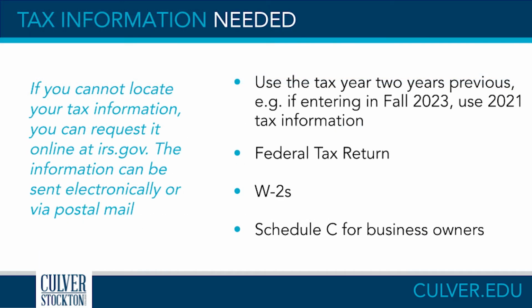Second, gather your official tax information. You will need your federal tax returns and W-2s and a Schedule C if there is a business involved from 2 years ago. For example, if you are applying for the academic year 2023, you will use your forms from the tax year 2021. If you did not keep copies of your tax returns or W-2s or Schedule C, you can request these forms from the IRS at irs.gov. These can be sent to you electronically or via postal mail.